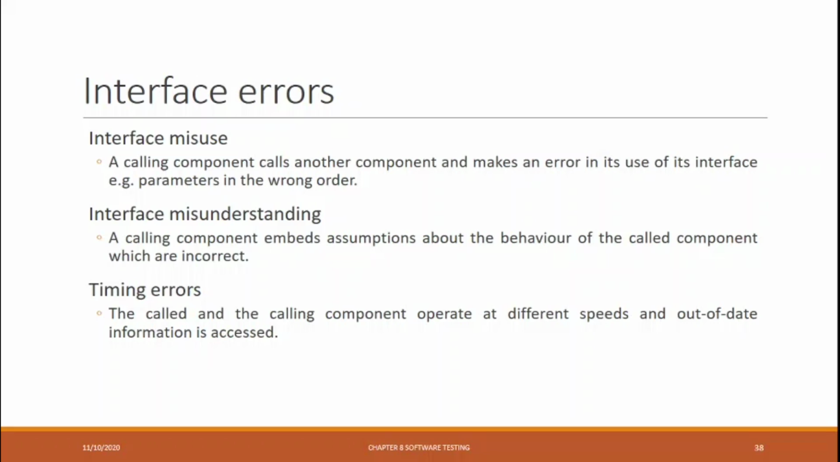Interface misuse. A calling component calls some other component and makes an error in the use of its interfaces. So instead of calling one component, it may call some other component. Then there will be a defect in the testing. That is what is called interface misuse. That is, instead of calling friend A, you may call friend C, so it will be an interface misuse, calling some other component.